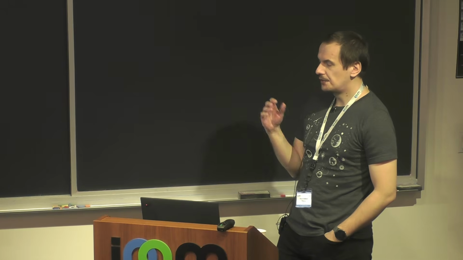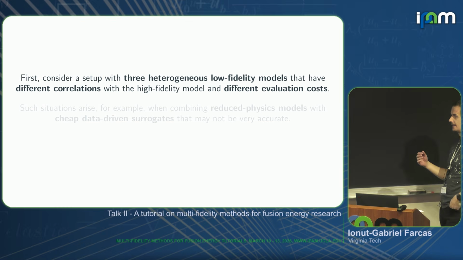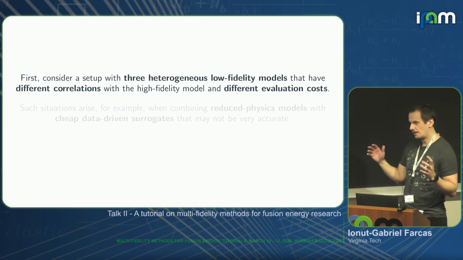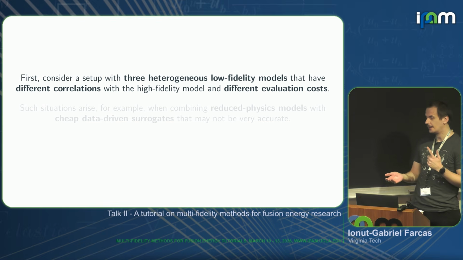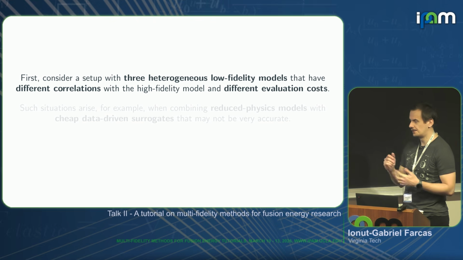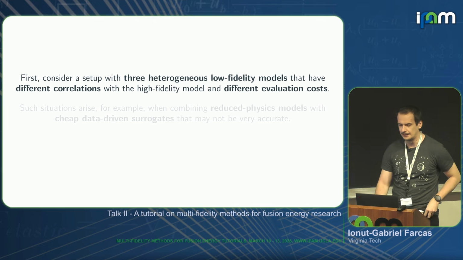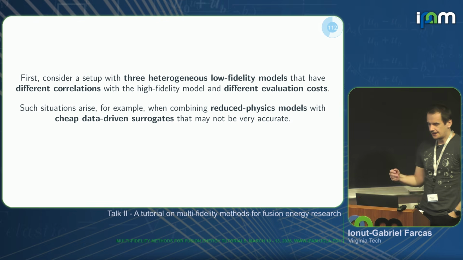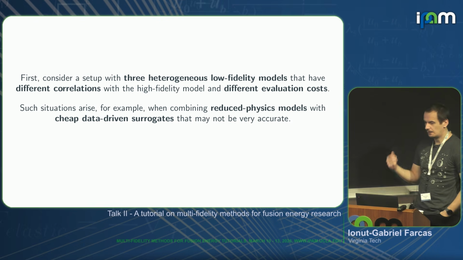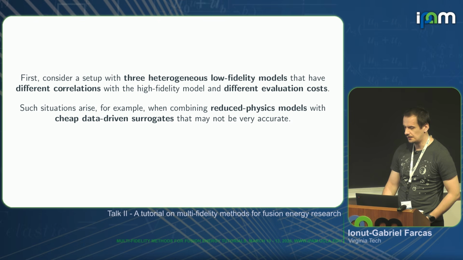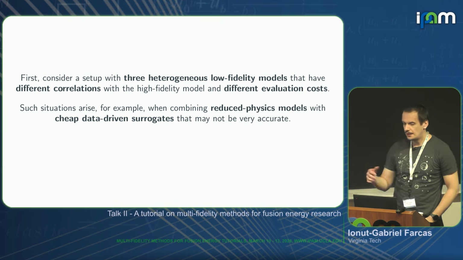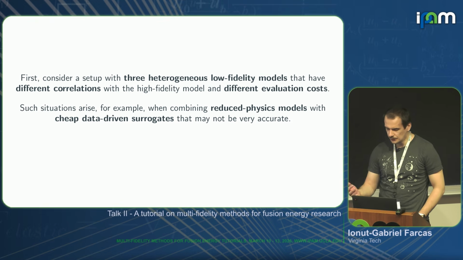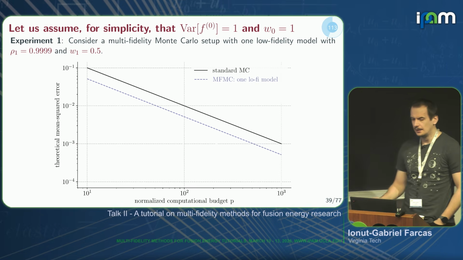All right, so first let's consider a setup where we have 3 heterogeneous low fidelity models. What do I mean by this? I don't care per se what those models are, but what I care about is their correlation coefficients with the high fidelity model and their relative evaluation costs, so the speedup that we get with using these low fidelity models. Such situations arise, for example, when combining things like reduced physics models with cheap data-driven surrogates that may not be very accurate on their own. So this is a realistic setting that can happen.